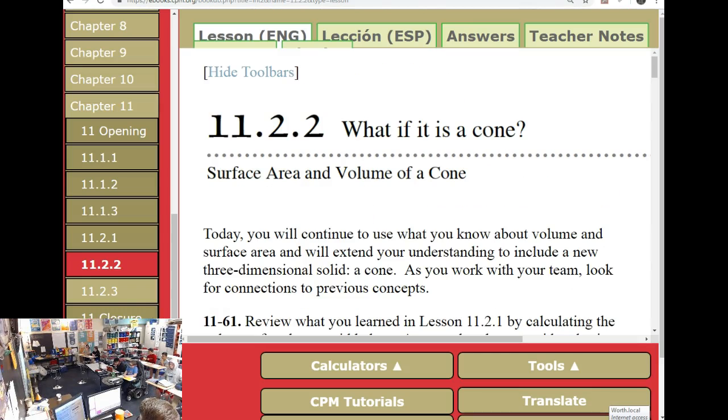Okay, so thank you. That was beneficial for my planning. Let me write this down real quick. We should do 11.2.2 and 11.2.3.